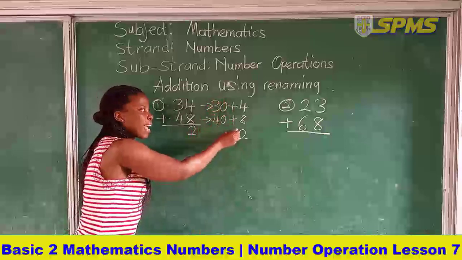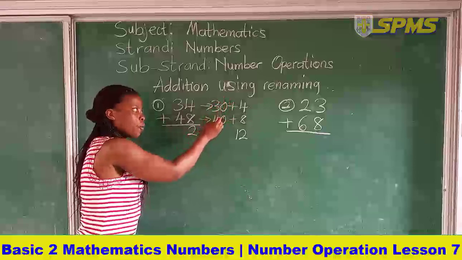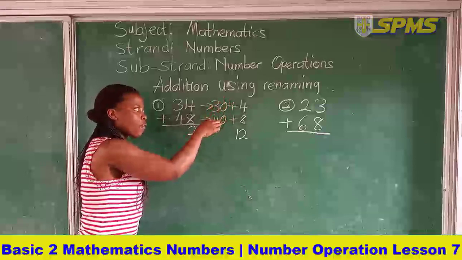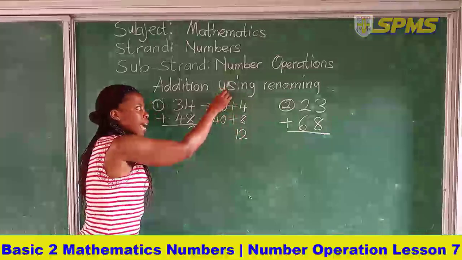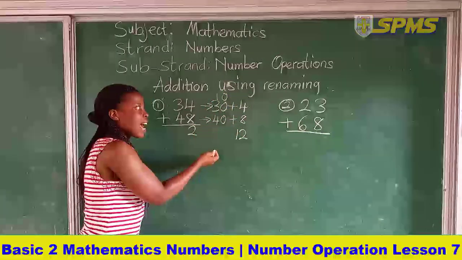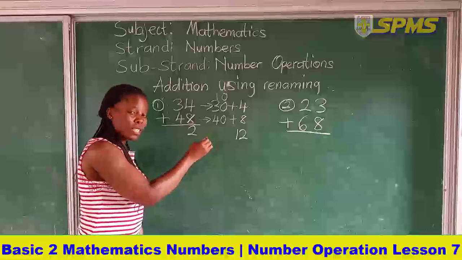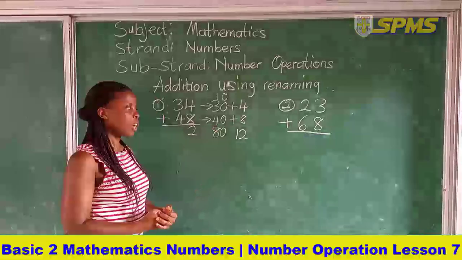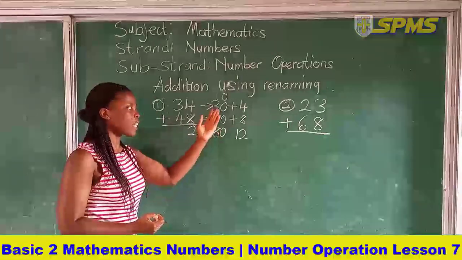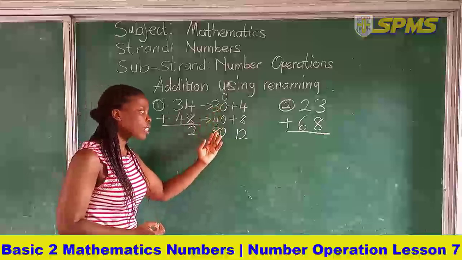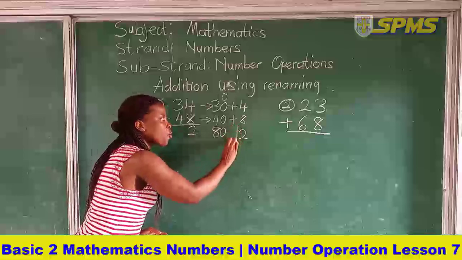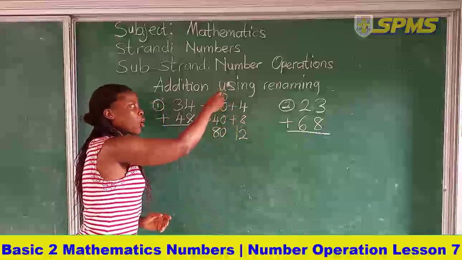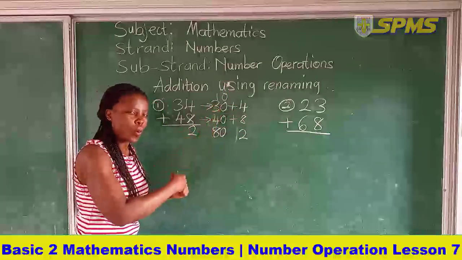So when I carry the tens to the tens side, which is 30 plus 40 plus 10, because this 10 is coming to this side, what am I going to get? I am going to get what? 80. Why do I have 80 instead of 70? Because I have carried this tens to the other side, the other column, which is in the tens column.